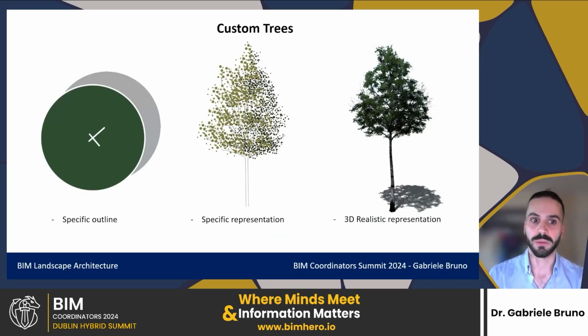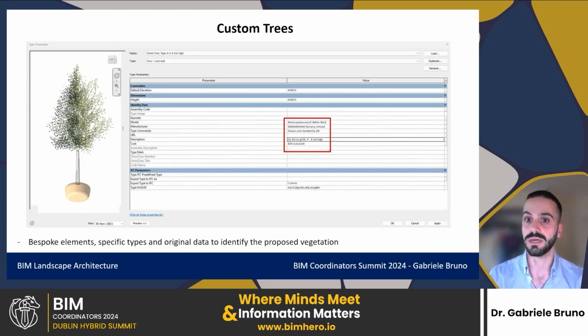Starting from the graphic properties, we have a specific outline, a specific representation, and a 3D realistic representation of that specific green element. Again, it's not just graphic, but it's even data, which obviously includes the common name, the Latin scientific name, the nursery where you can purchase this tree, the size, and the cost per unit, which can give you the first cost analysis on top of the project.